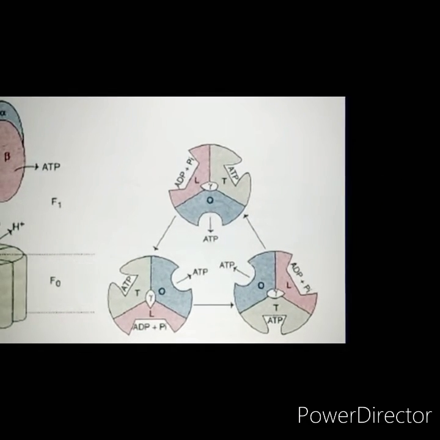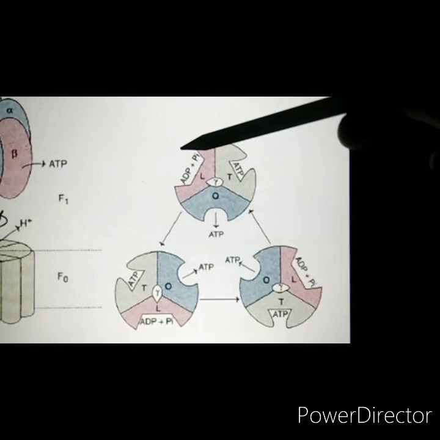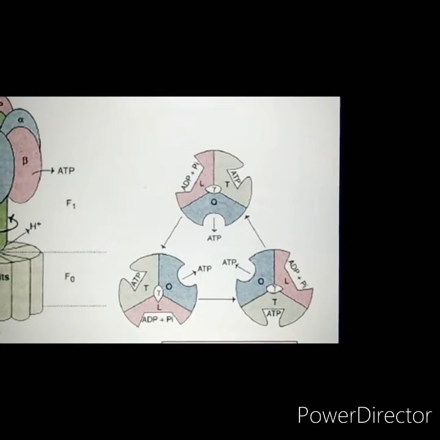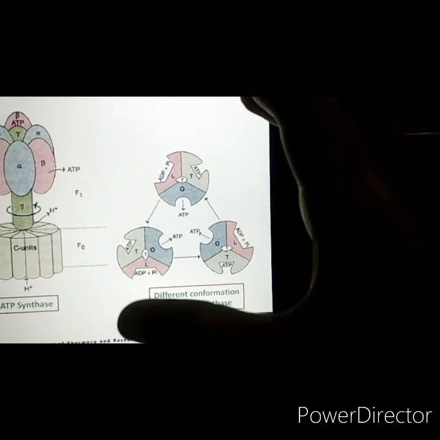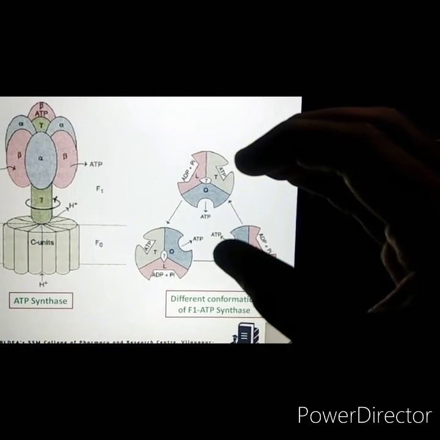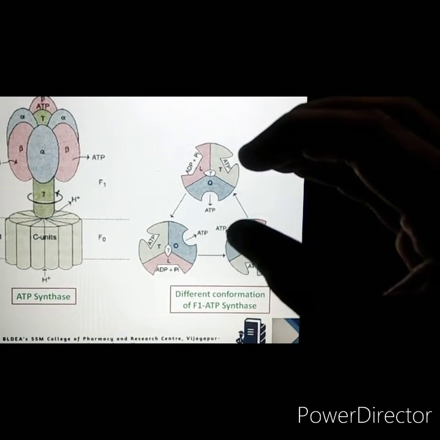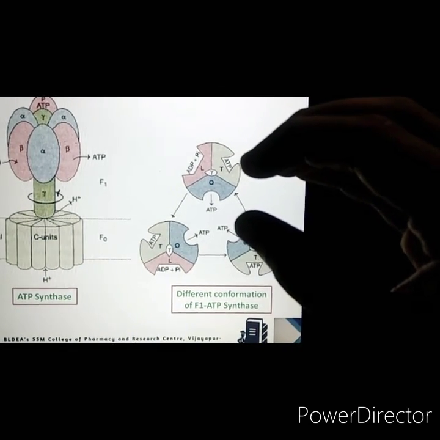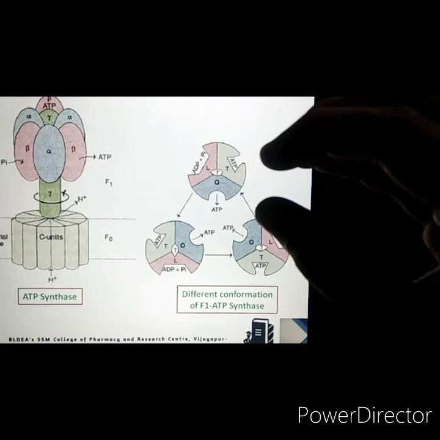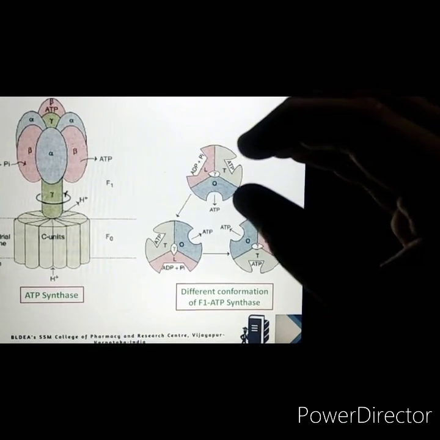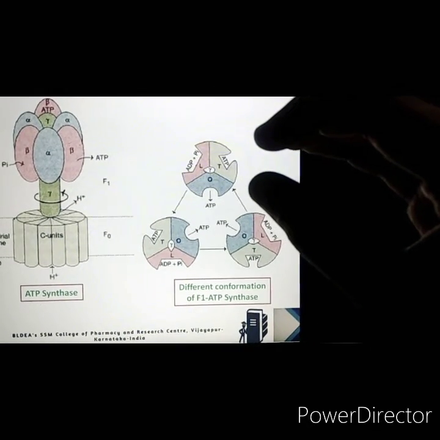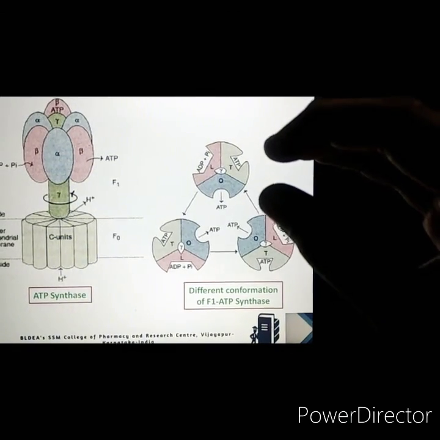So what happens is, first ADP and phosphate molecules come and attach to the loose conformation, that is the L conformation of the beta subunit. When ADP and phosphate bind, the conformation shrinks and turns to the T conformation, that is tight. During this tight conformation, the energy is utilized because of the transfer of protons, and the ADP and phosphate molecules combine, leading to synthesis of ATP. Now this ATP is released after the conformation changes to the O, that is open.